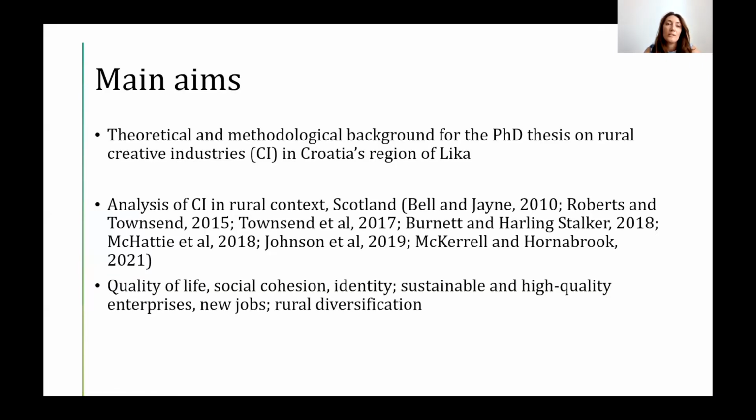So the main aim of my research exchange was to develop theoretical and methodological background for the PhD thesis on rural creative industries in one specific Croatian region. The reason why I decided to go to Scotland is because most of the research on creative industries in rural contexts was conducted in Scotland, and it has shown that creative industries have been proven to be important to improve quality of life, social cohesion, local identity, but also to create sustainable and high quality enterprises and new jobs, which all leads to rural diversification.